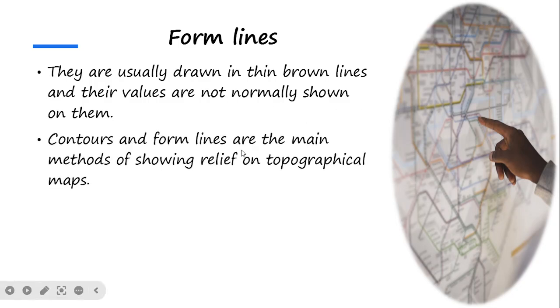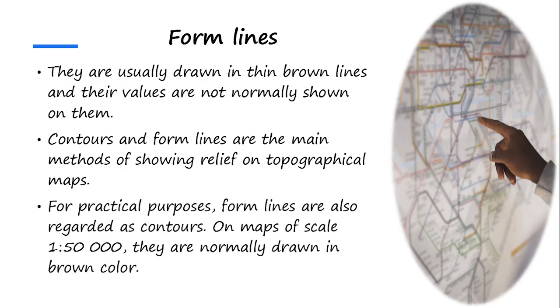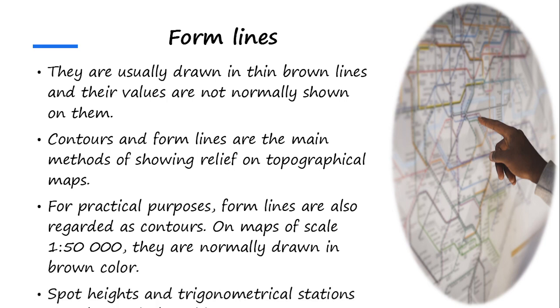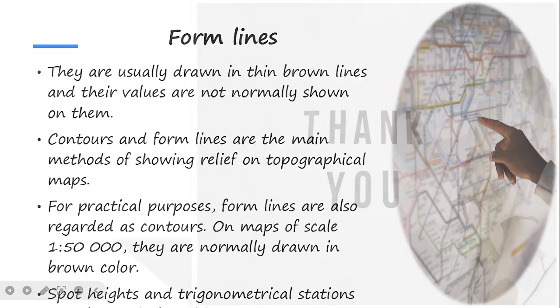Contours and form lines are the main methods of showing relief on the topographical map. So these two are the main and most used methods to show the relief on the topographical map. For practical purposes, form lines are also regarded as contours on maps of scale maybe 1 to 50,000. They are normally drawn in brown color. Spot heights and trigonometrical stations are also there to work with the form lines.